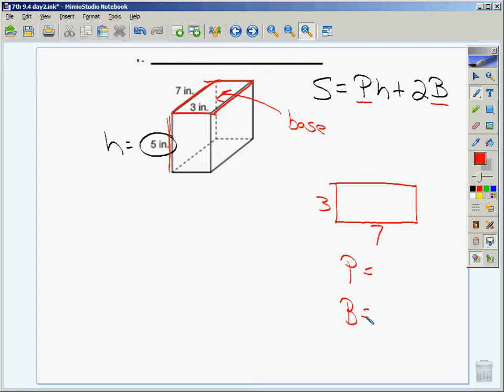Perimeter is the distance around the outside. If this is a rectangle, if this was 7 on the bottom, it's 7 on the top. If it's 3 on the left, it's 3 on the right. I would find the perimeter by adding these all together. 7 plus 3 is 10. Plus 10 more is? My perimeter is 20, going all the way around the outside.